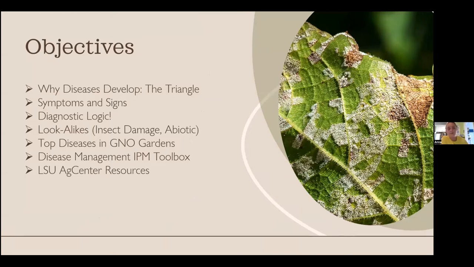We'll talk a little bit about lookalikes, which could include insect damage. We covered a lot of that in the last lecture, but also some abiotic conditions, which means non-biotic, so non-living conditions. That can be nutrient stress, it can be heat stress, that might present symptoms or signs that look a lot like plant disease, but in fact are not disease, they're environmental conditions. I have some of my top diseases from area gardens, my best of the best list, so you'll be able to see those. I'll touch briefly on a disease management IPM toolbox, and this will be a theme throughout the slideshow.